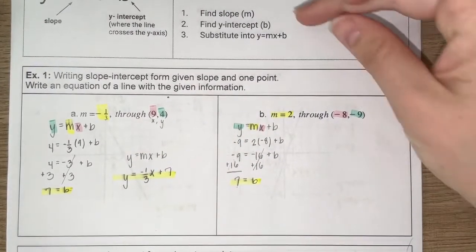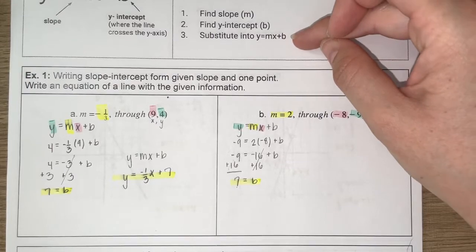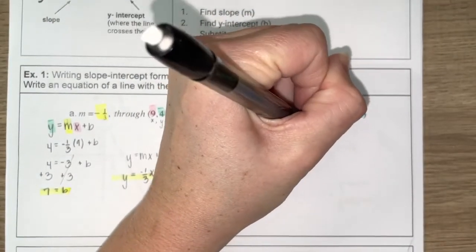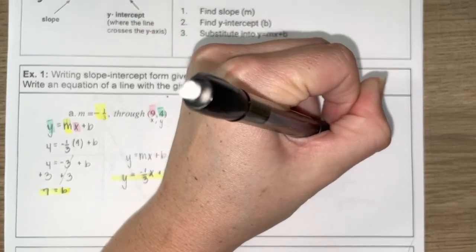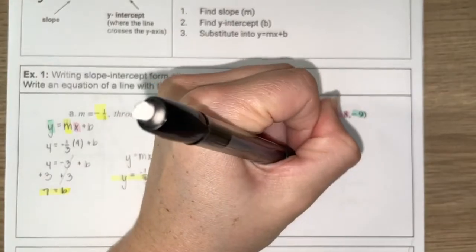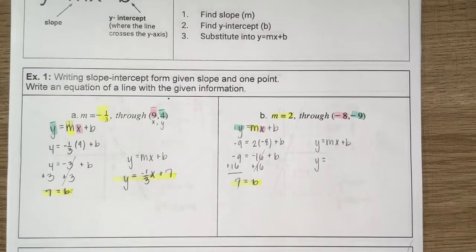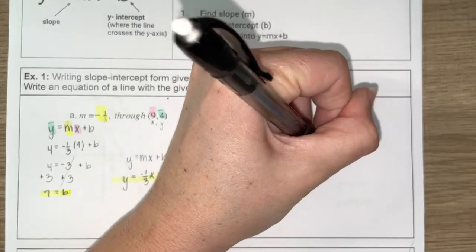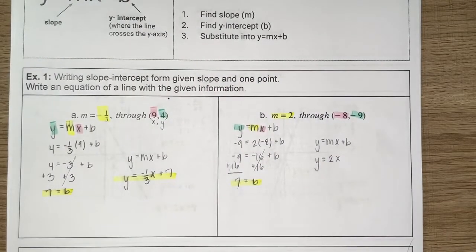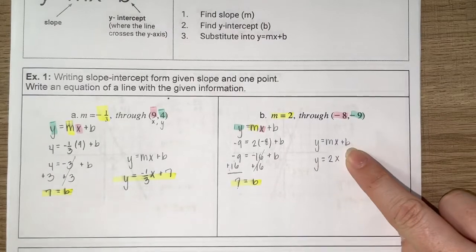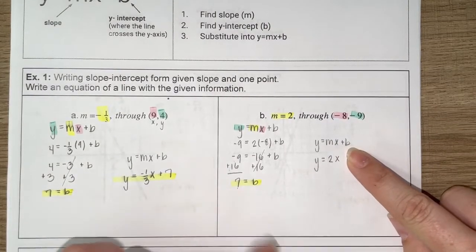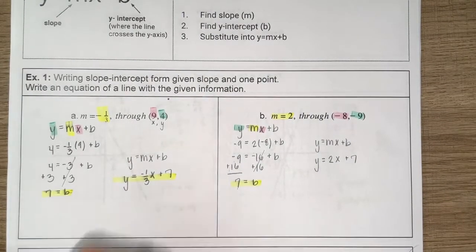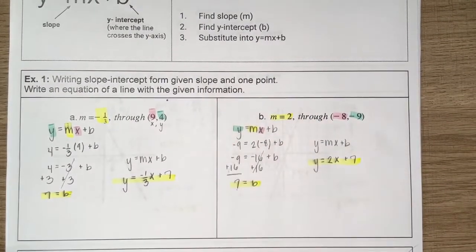So now we know m, we know b, so we can substitute into y equals mx plus b. So we'll rewrite our equation or our line, y equals mx plus b, and then we'll substitute in m and b. So y equals, instead of m, I'm going to substitute in 2. And then times x, that x will always be there. And then instead of plus b, I'm going to substitute in 7. So y equals 2x plus 7 is the equation of my line.